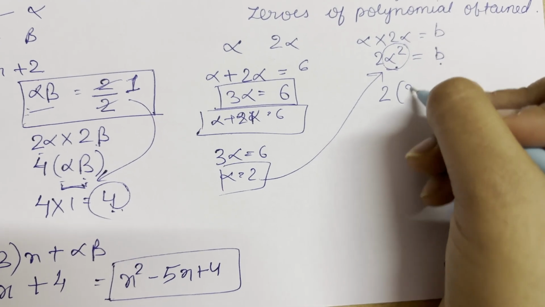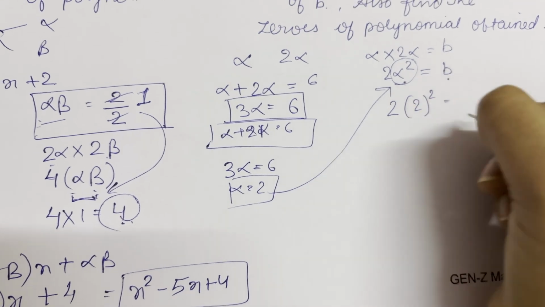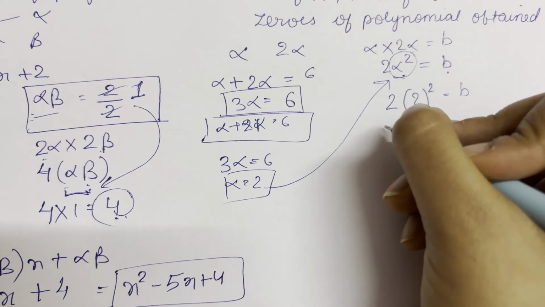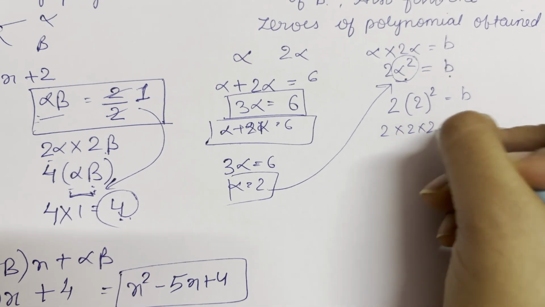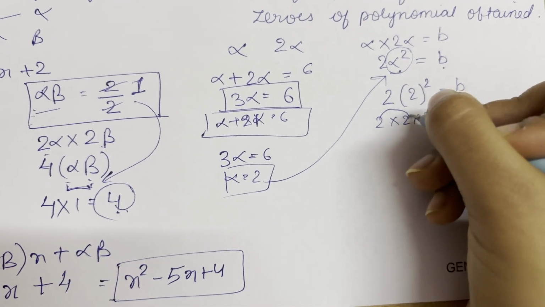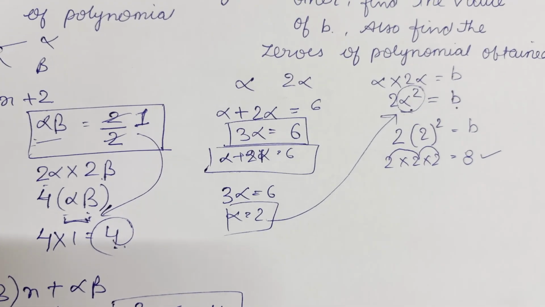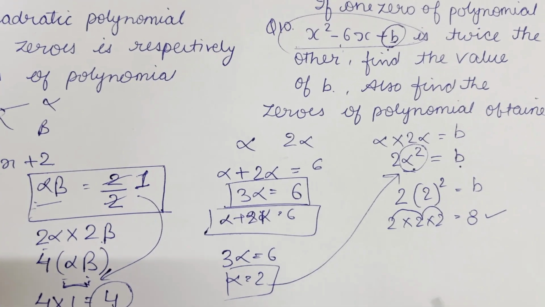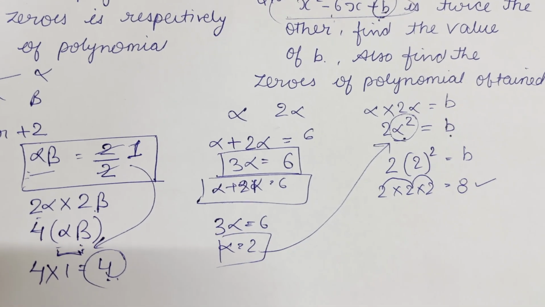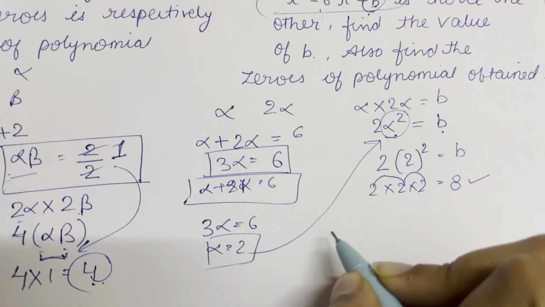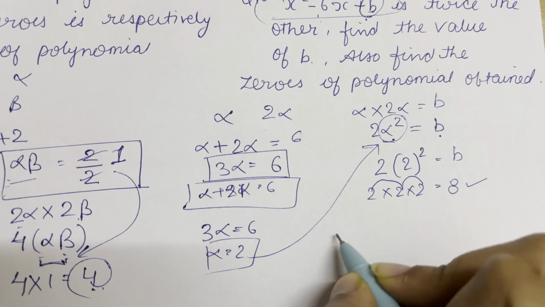So 2 into 2 square, so it will become basically 2 cube, that is 2 into 2 into 2. So 2 into 2 is 4, 4 into 2 is 8. I got the value of b as 8. Now the second step of this question is that we need to find the zeros of the polynomial obtained.